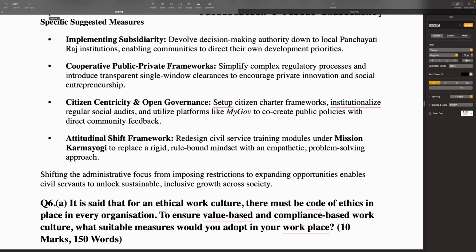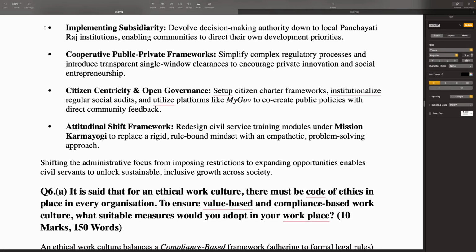Attitudinal shift framework. Redesign civil service training modules under Mission Karmayogi to replace a rigid, rule-bound mindset with an empathetic problem-solving approach. Shifting the administrative focus from imposing restrictions to expanding opportunities enables civil servants to unlock sustainable, inclusive growth across society.